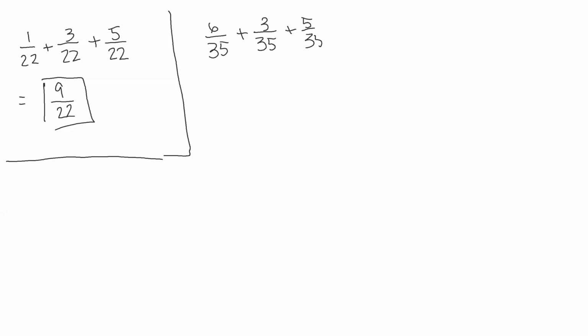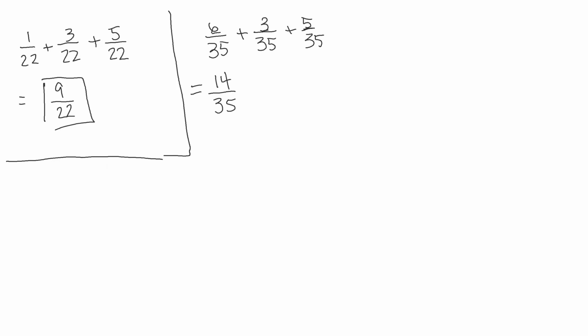If you look at 5 over 35, you can see that that fraction definitely reduces, but do we want to reduce it? Absolutely not. We don't reduce until the very, very end, okay? So we go ahead and add our numerators. We know we're going to get something out of 35. So I start with 6 plus 3, I get 9. 9 plus 5 is 14.